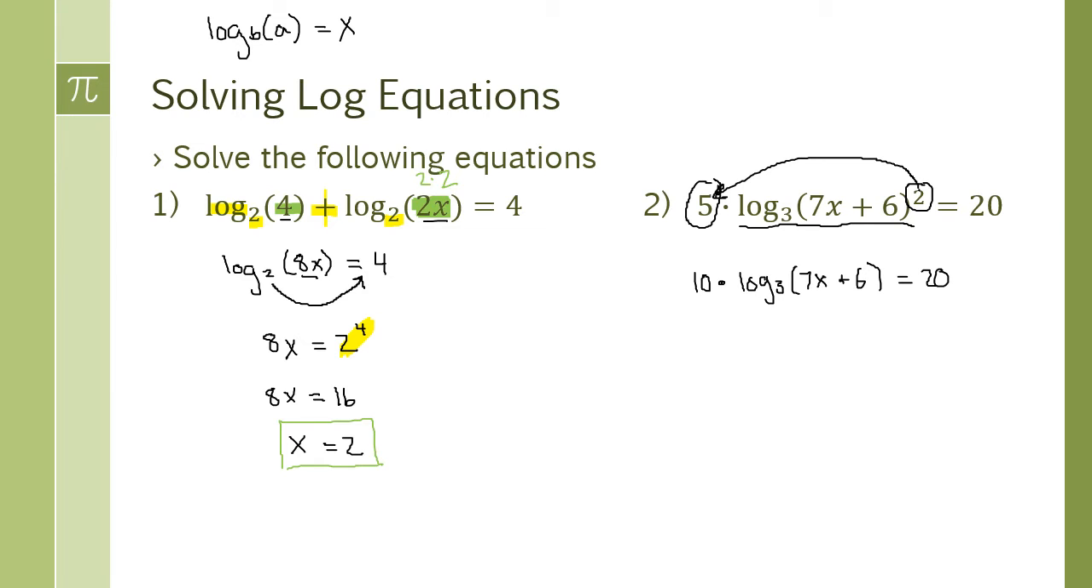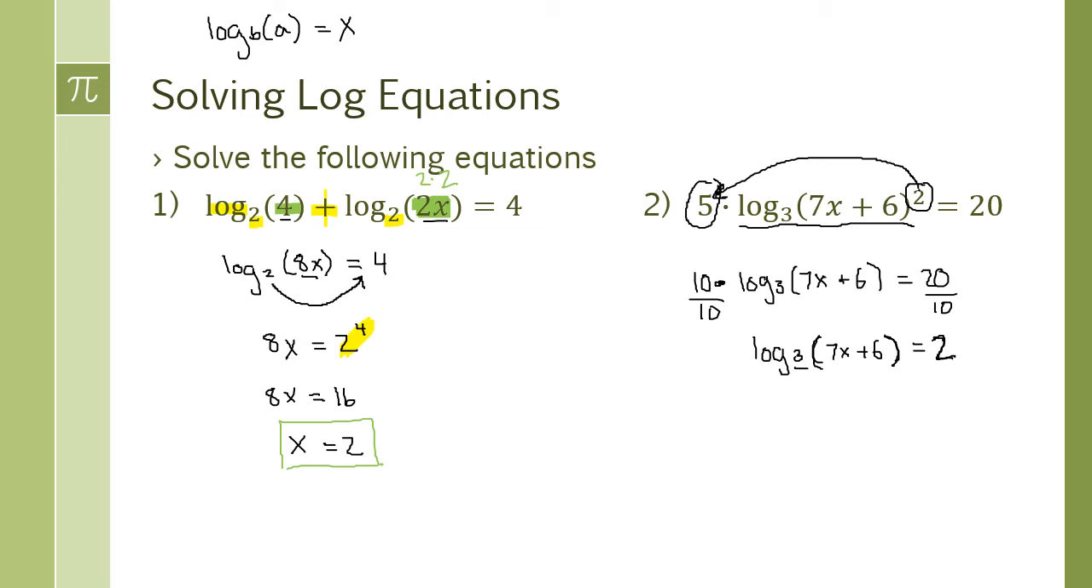So now the exponent is gone. And to get rid of this coefficient of 10, I just need to divide both sides by 10. So now I've got log base 3 of 7x plus 6 equal to 20 divided by 10, which is 2. So again, now I match my standard form. I've got a base, I've got an argument inside the parentheses, and I've got an exponent.